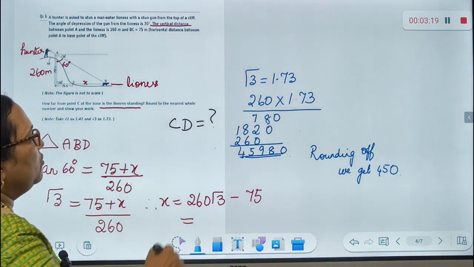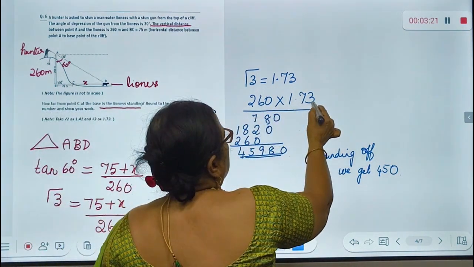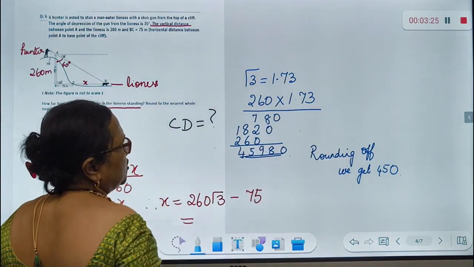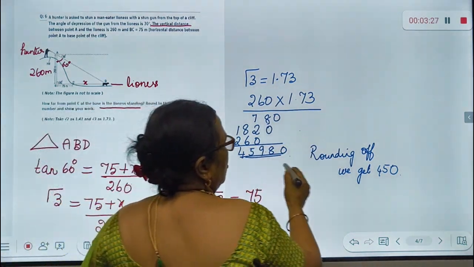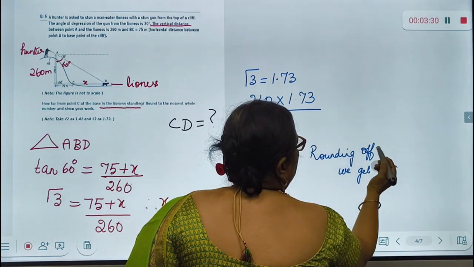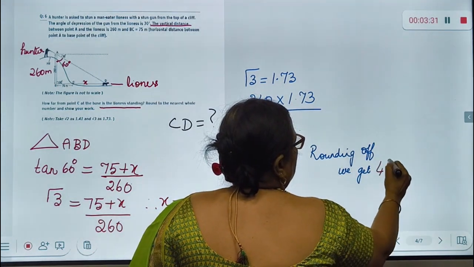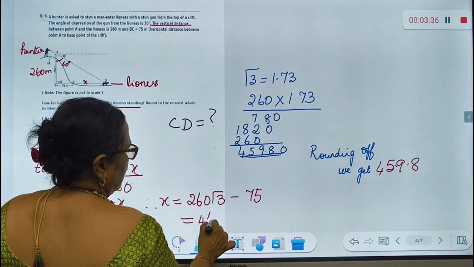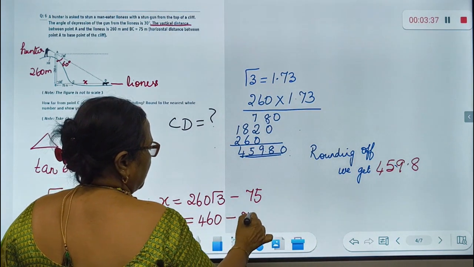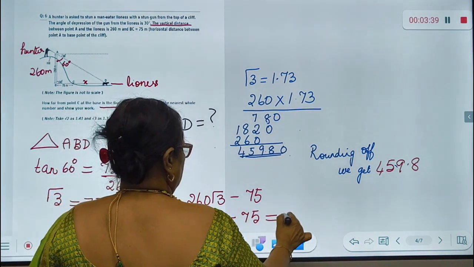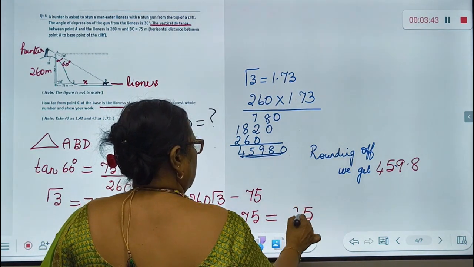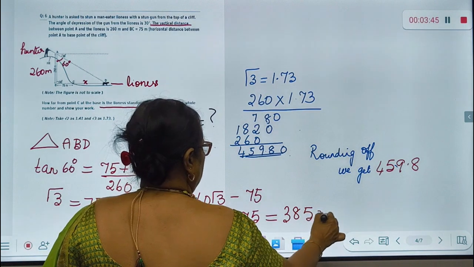Now, I have 260 into 1.73. Root 3 is 1.732, approximated to 1.73. It goes to about 459.8. So, I can approximate it to 460. So, 460 minus 75 is 385 meters.